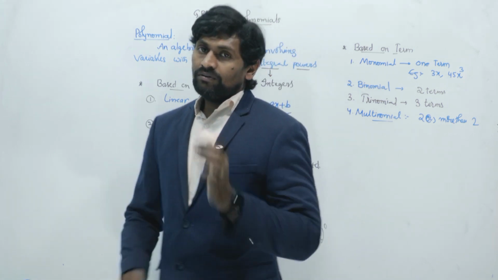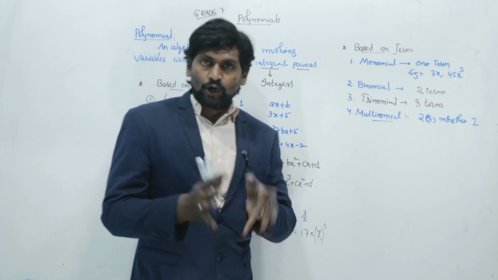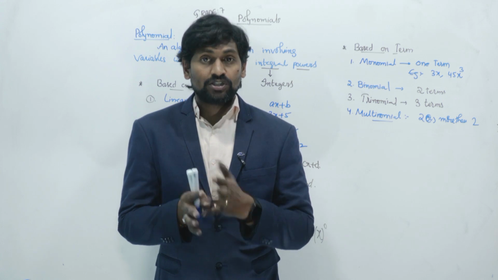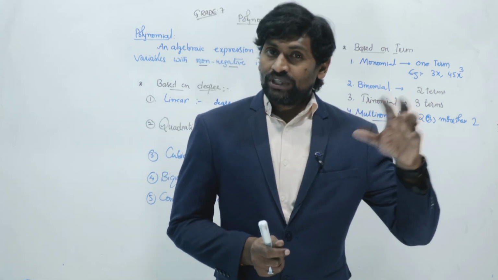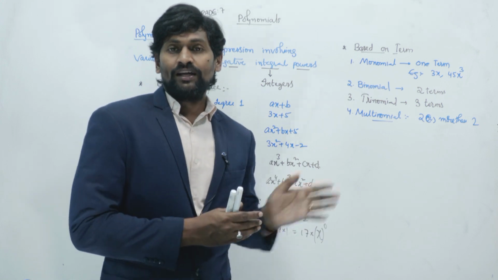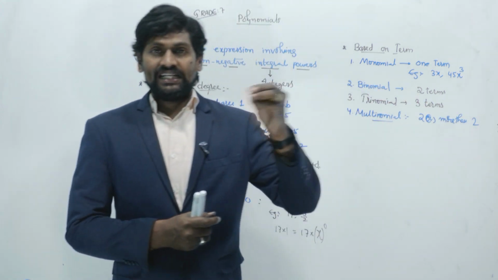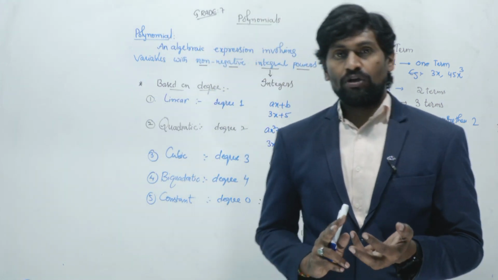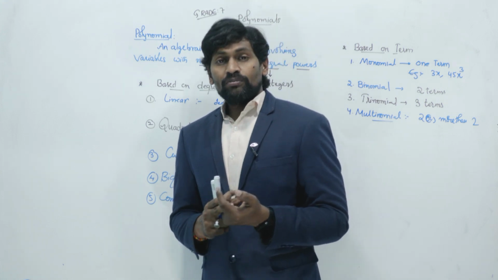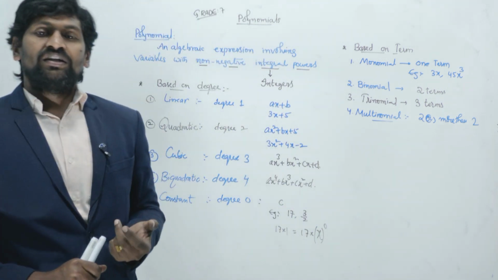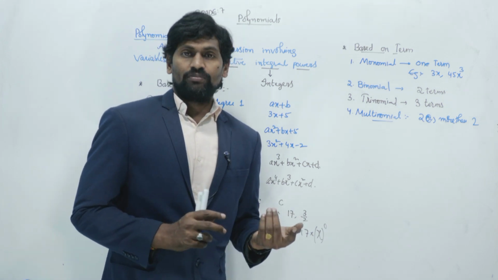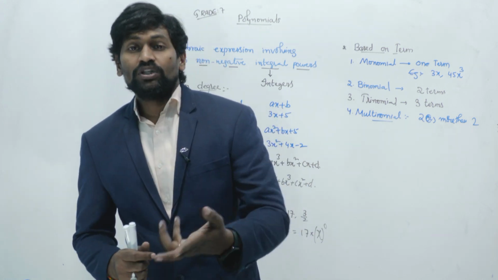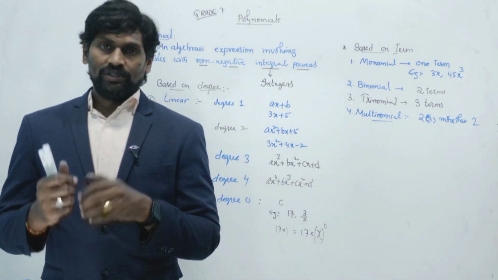So till now we have discussed that a polynomial is an algebraic expression involving variables with non-negative integral powers, and there are two different types of polynomials, based on the terms and based on the degree. Based on terms: a polynomial having only one term is called monomial, having two terms is called binomial, having three terms is called trinomial, and having four terms or more is called multinomial.